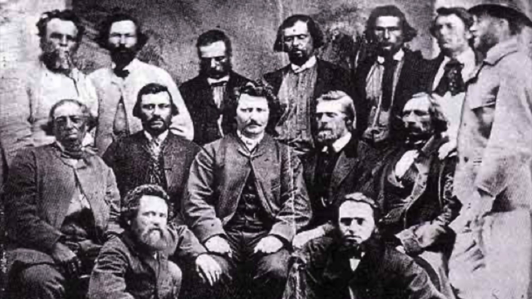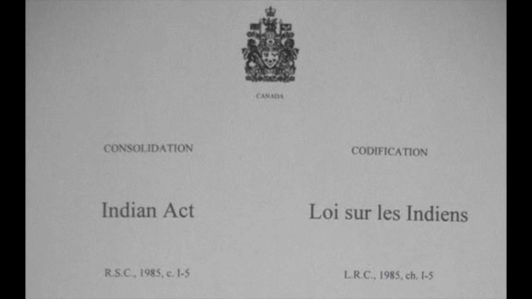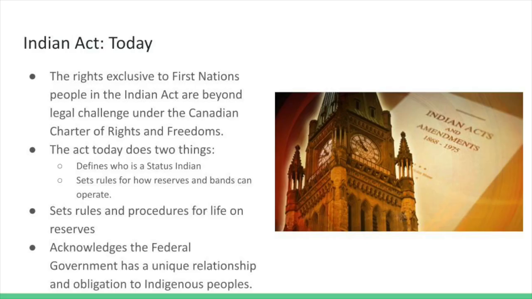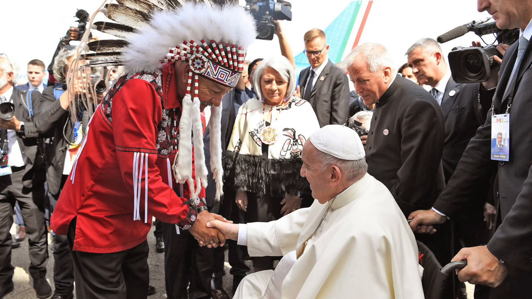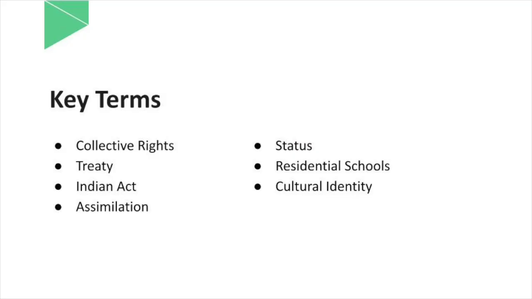Under this section, collective rights, there's the Indian Act of 1876, defining who is a status Indian and regulating many aspects of First Nations life, including reserves and education. It also enforced assimilation, especially through residential schools. Today, reconciliation and rights recognition remain ongoing challenges. Some key concepts here: collective rights, treaty, Indian Act, assimilation, status, residential schools, and cultural identity.